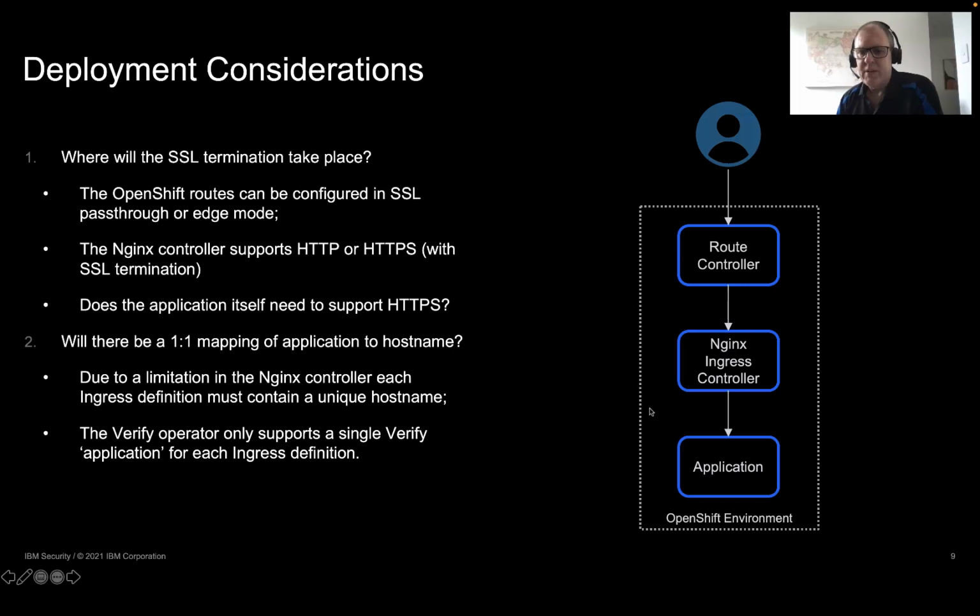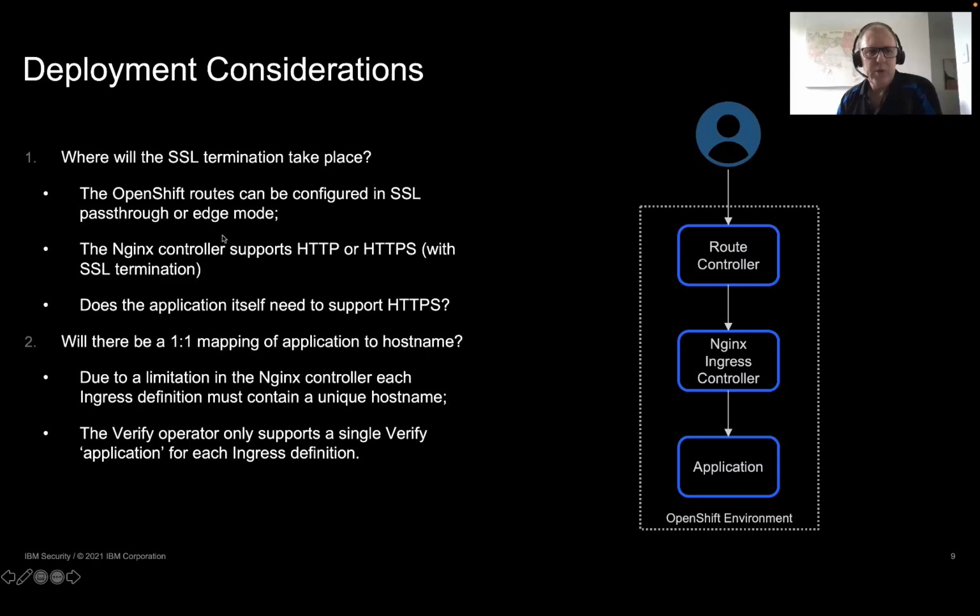A lot of customers nowadays in a containerized environment, because they trust the environment, ensure that there is TLS or encrypted traffic to get into the environment. But once they're in the environment, they allow unencrypted traffic to traverse inside of the environment. So that's one option. The other option, of course, is having SSL all the way through.